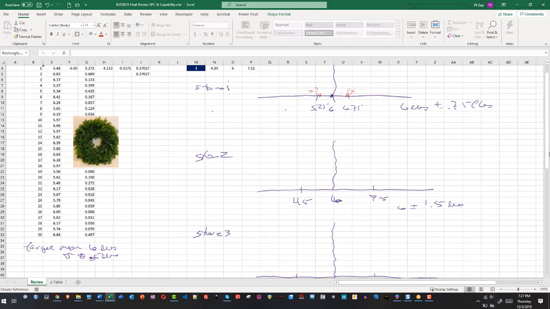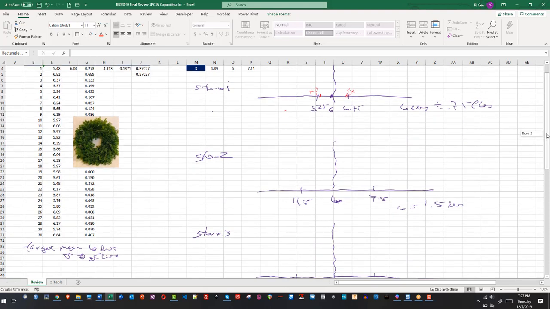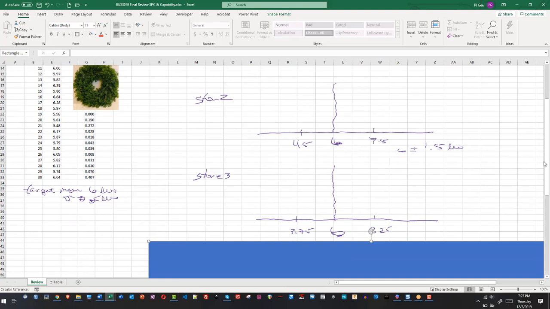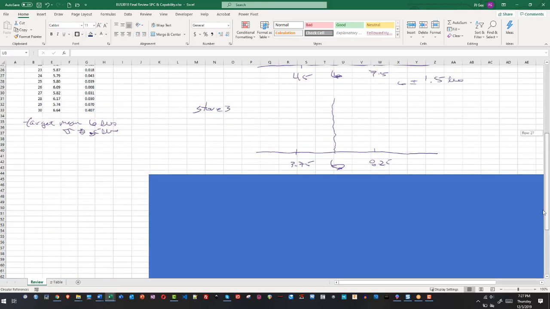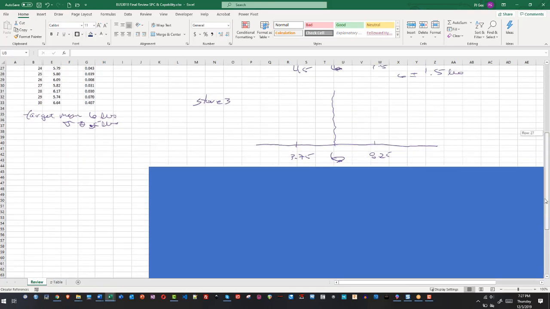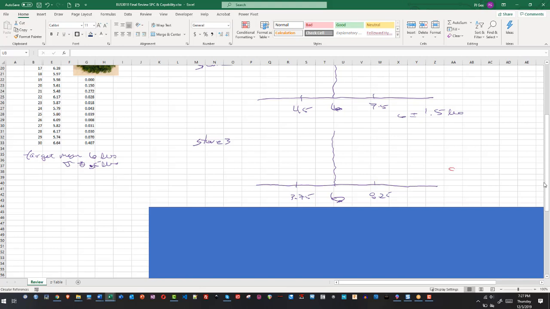Let's try to mark this down on our scale here and see what's going on. So 3.75 and 8.25, if we can start looking at the CPs on this. What's the range there? If we do a CP on this, the upper spec limit is 8.25 minus the lower spec limit of 3.75.